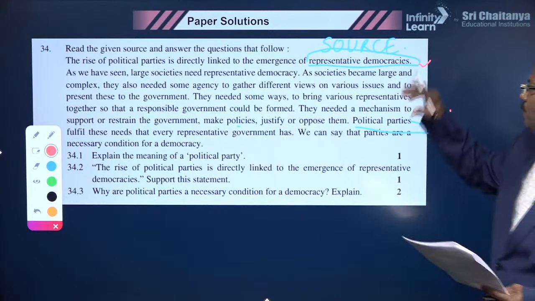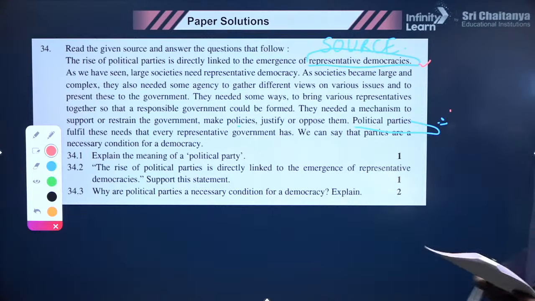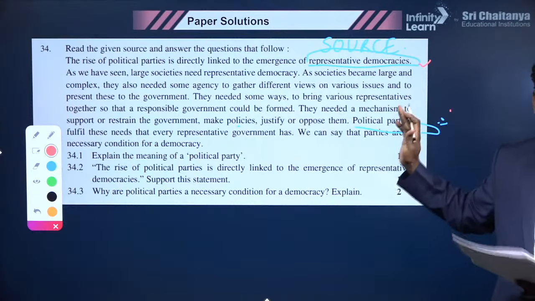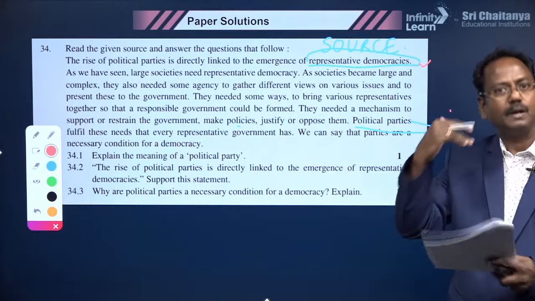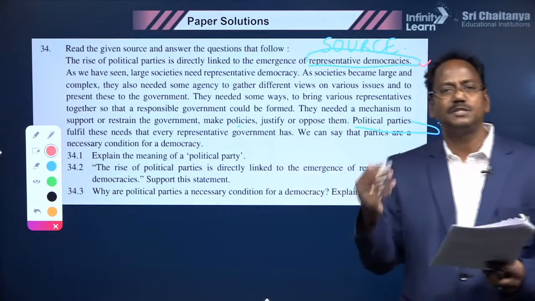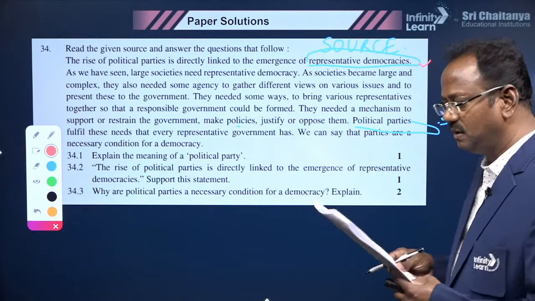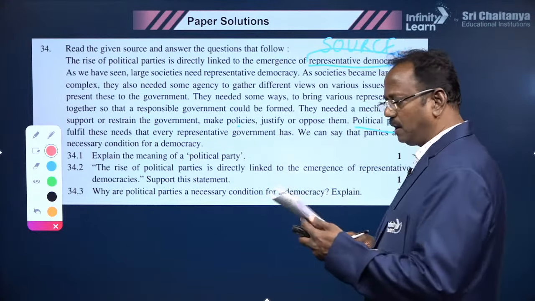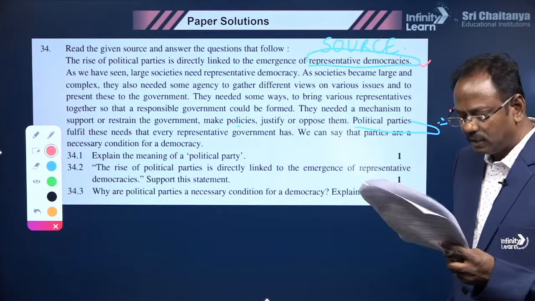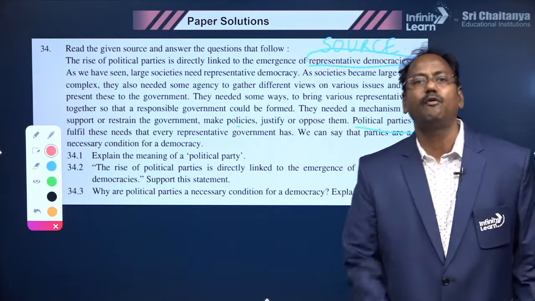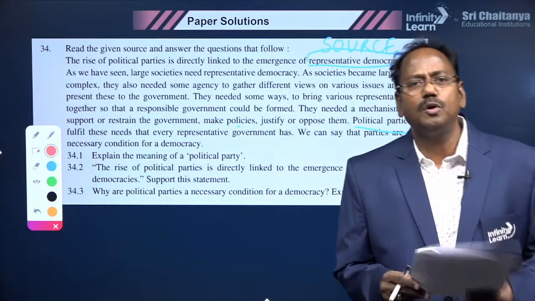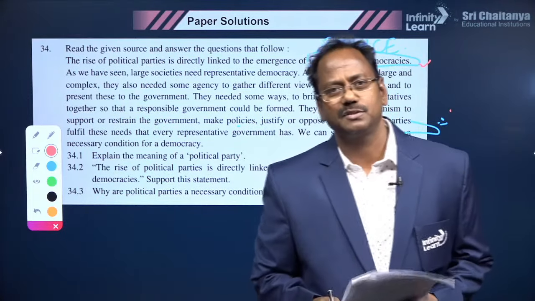They are asking to explain the meaning of a political party. In this given paragraph, what a political party is is not widely explained, but with the previous knowledge we have, the children have to define it. The first question is: what is a political party? It's a group of people who come together to contest elections, hold power and form the government. And this group of people come together based on specific ideologies.